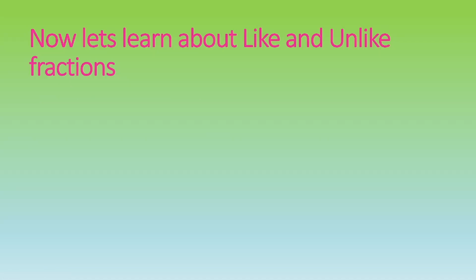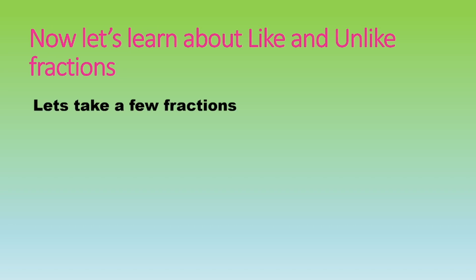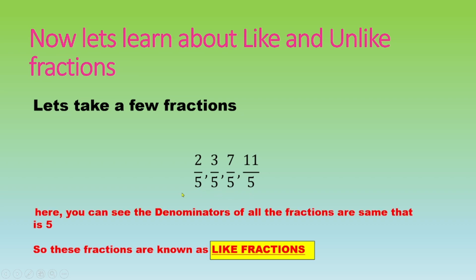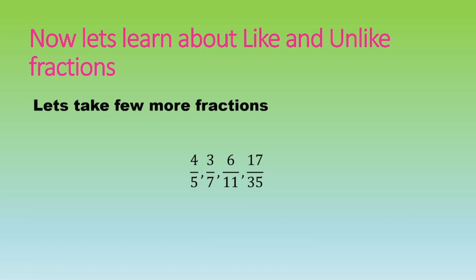Now, let's learn about like and unlike fraction. What is like fraction and what is unlike fraction? Let's take a few fractions. 2/5, 3/5, 7/5, 11/5. Here you can see in all cases the denominators are same, that is 5. So these fractions are known as like fractions. I hope you understood. Okay.